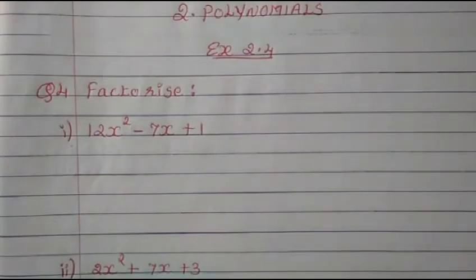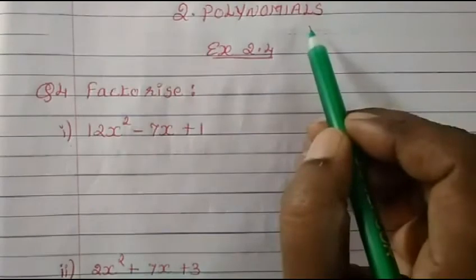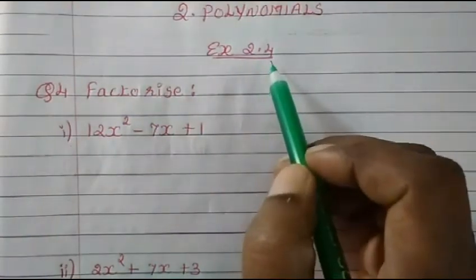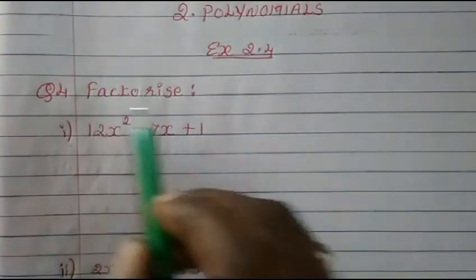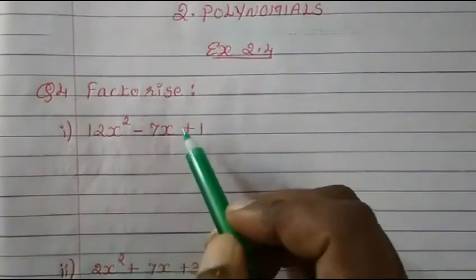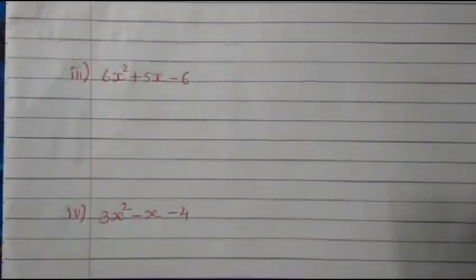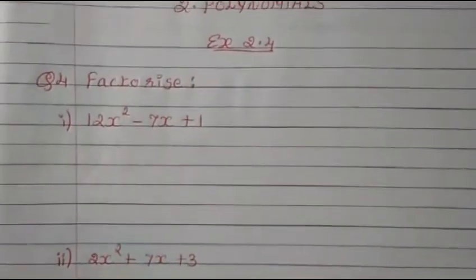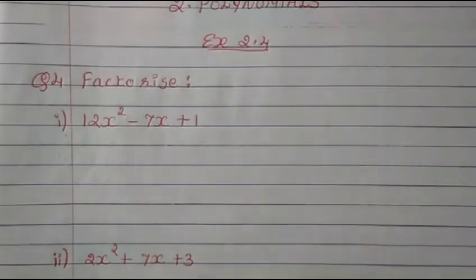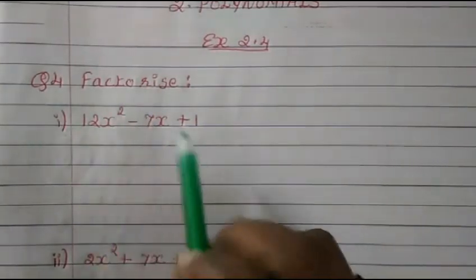Welcome to Math. Today we are going to study from chapter 2 Polynomials, exercise 2.4, question 4. Factorize. We are given 4 parts, 4 sums here, so we have 4 sums to be solved. We have to do the factorization, meaning to find the factors for this polynomial.